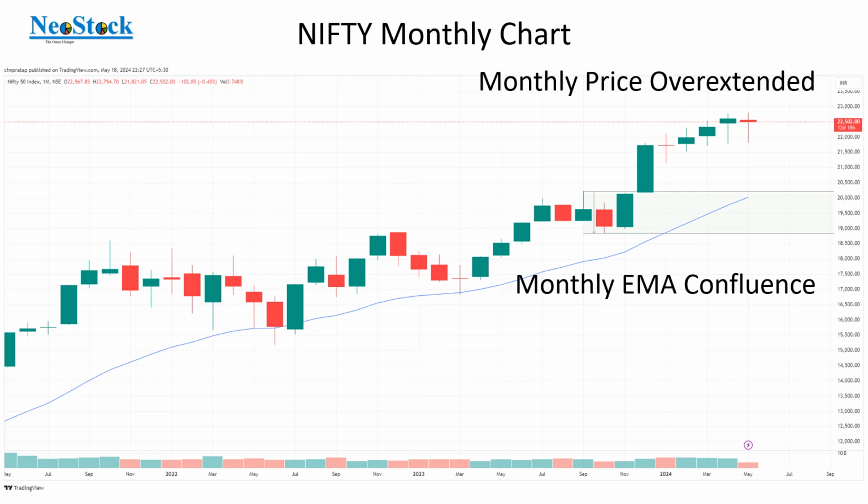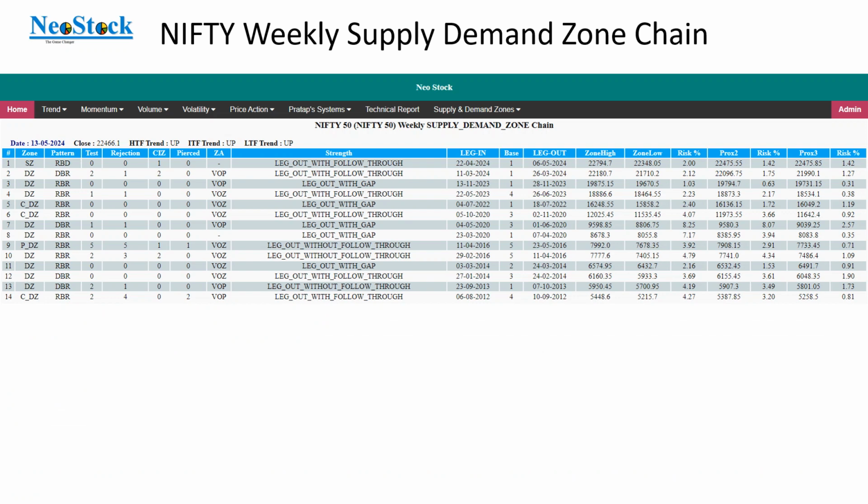Now let's move on to the weekly time frame. These are the weekly zones. You can pause the video and draw these zones in your charts. Now let me focus on the immediately available weekly supply zone and also weekly demand zone. And at this point of time, the weekly trend is uptrend. This is what you should observe.